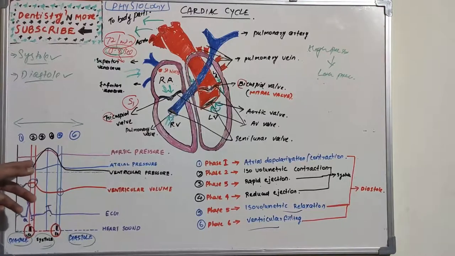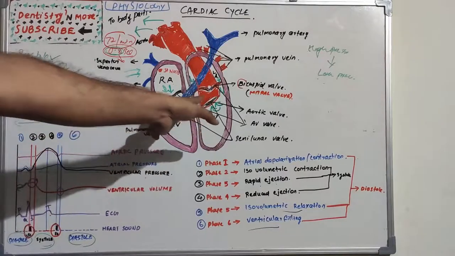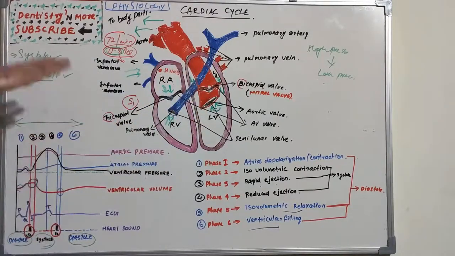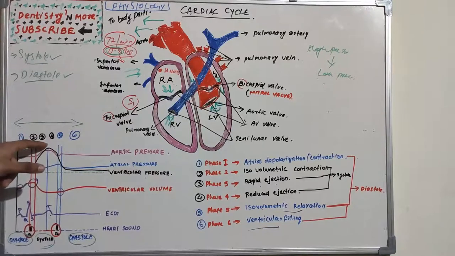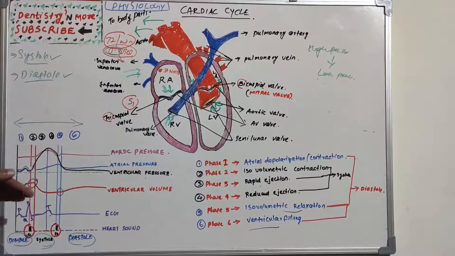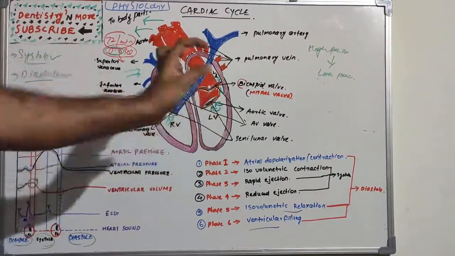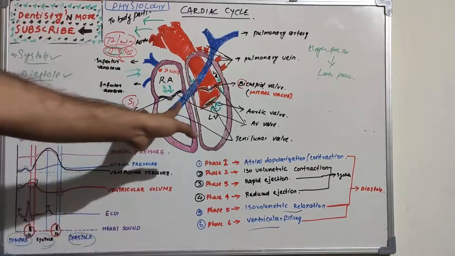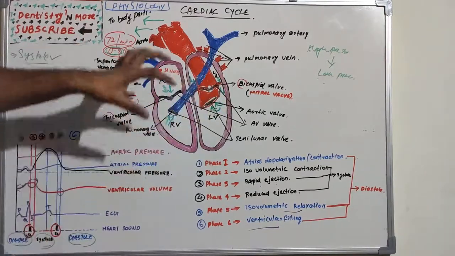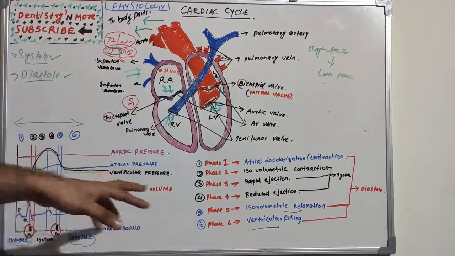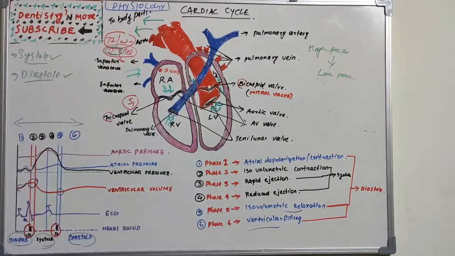After that, the ventricular pressure keeps on increasing. So when the pressure increases, the semilunar valves open and rapid ejection happens. After a period of time, the pressure decreases. At that time, there is slow or reduced ejection, which is associated with the T wave. After a period of time, when the pressure has decreased, these valves will be closed. At that moment, all four valves will be closed, and it is known as isovolumetric relaxation.